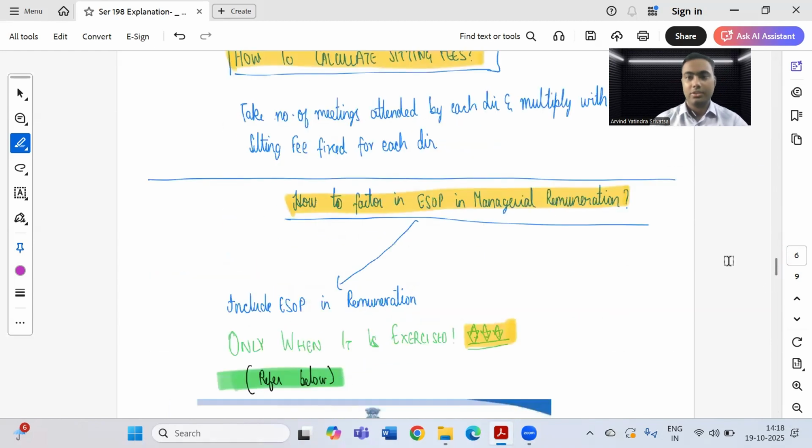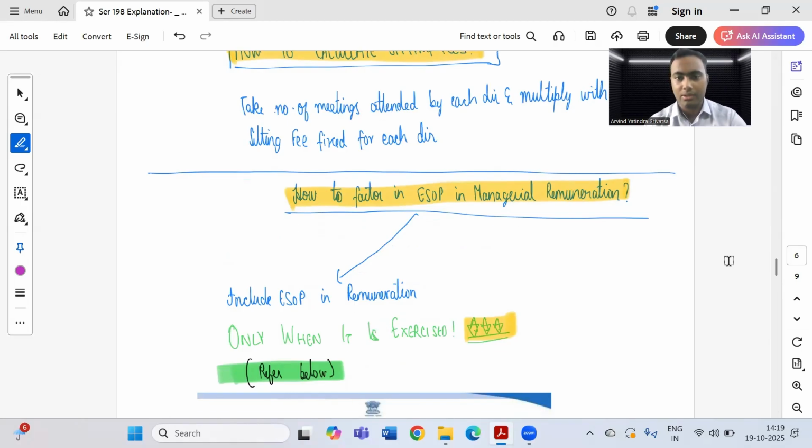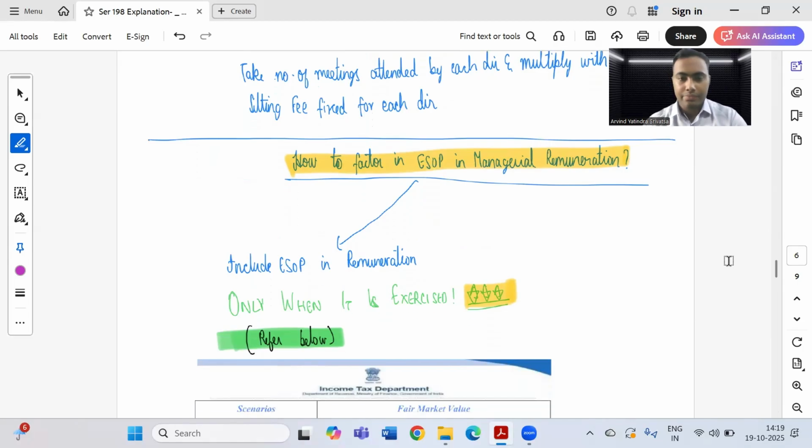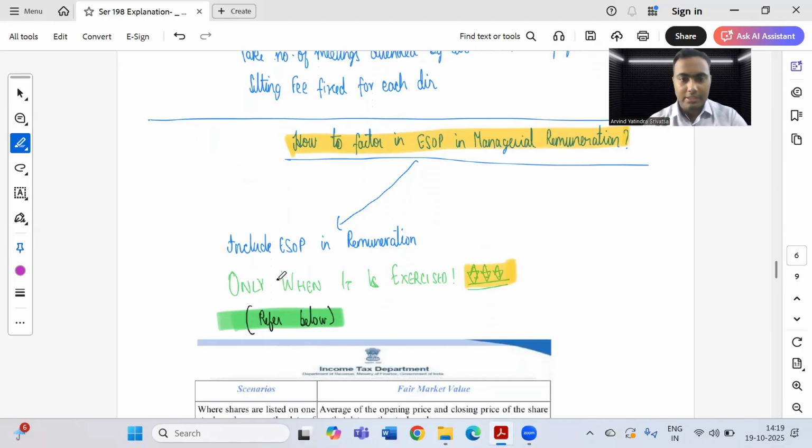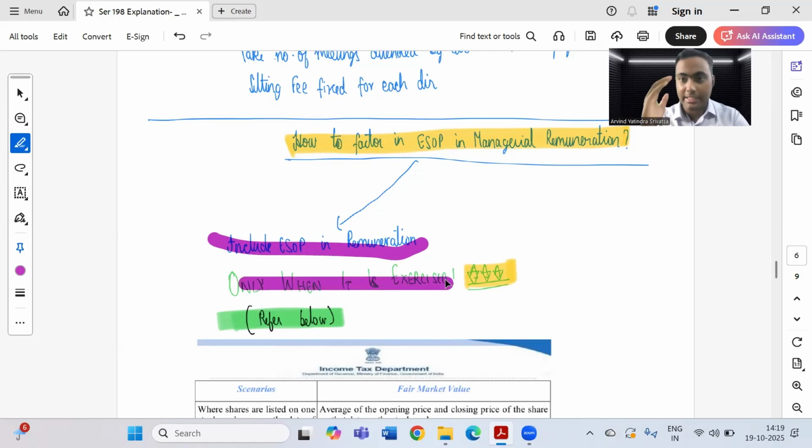Yes, guys. As I was saying earlier, this is a very common mistake which clients make while computing managerial remuneration. So this is something you need to be really careful about, right? So you have to include ESOP in your remuneration only and only when your options are exercised. The question of ESOP being included in your managerial remuneration won't arise when your options are not even exercised till date. It will arise only when your options are exercised. Please, please, please just keep that in mind.